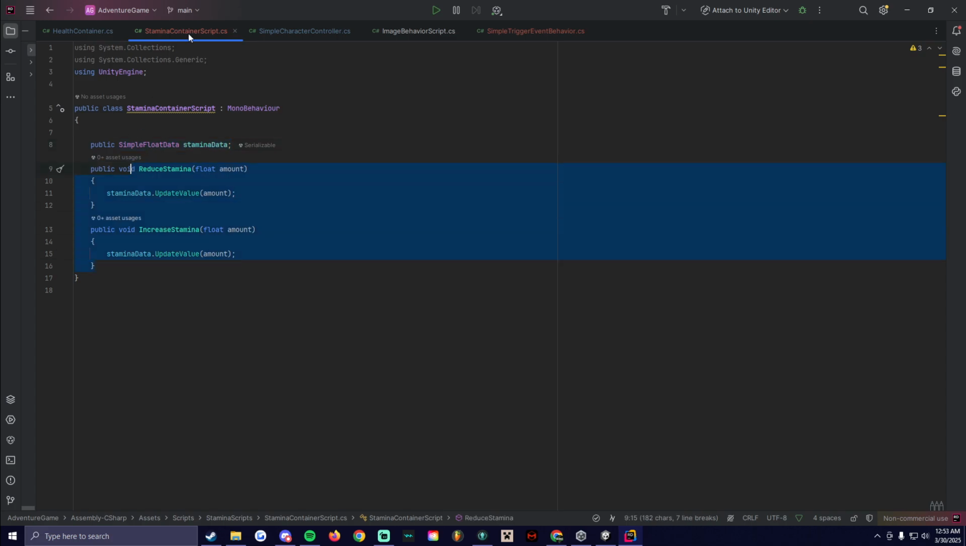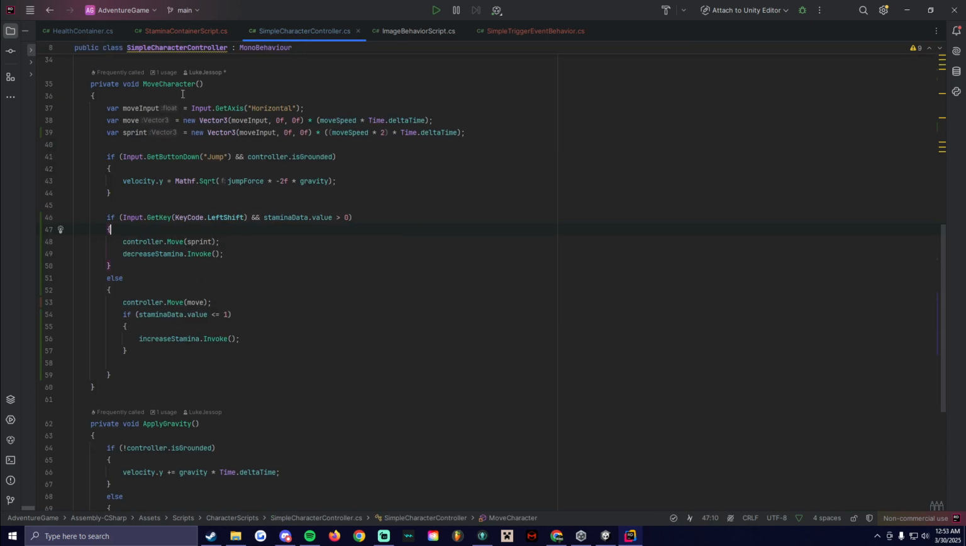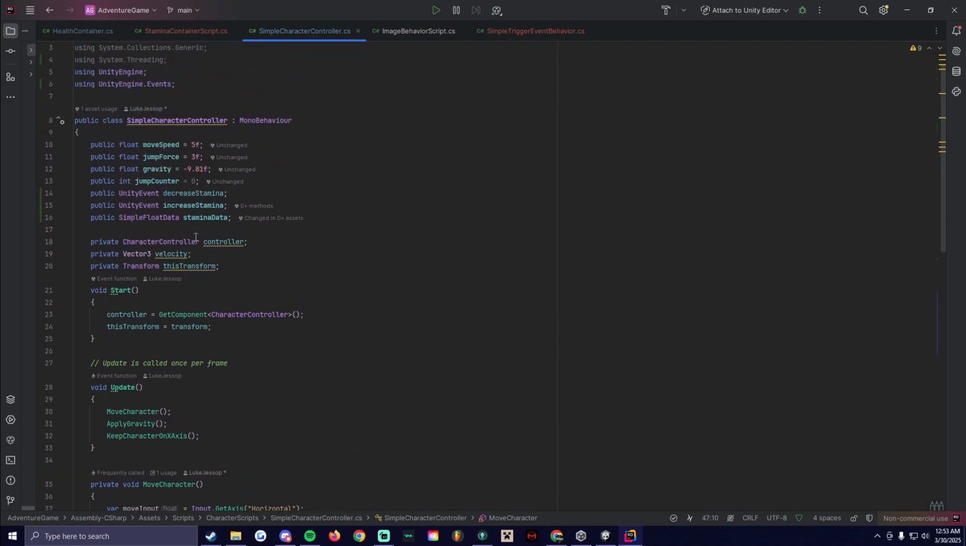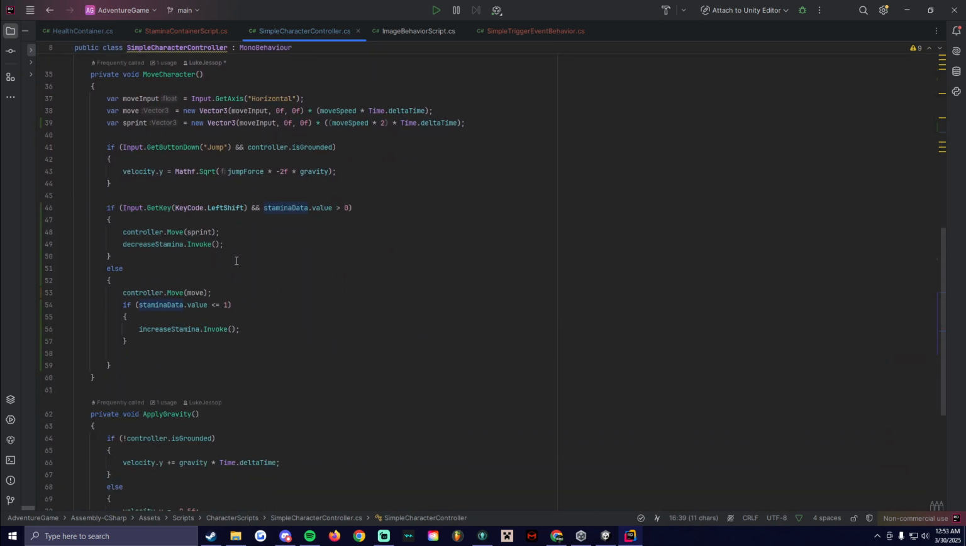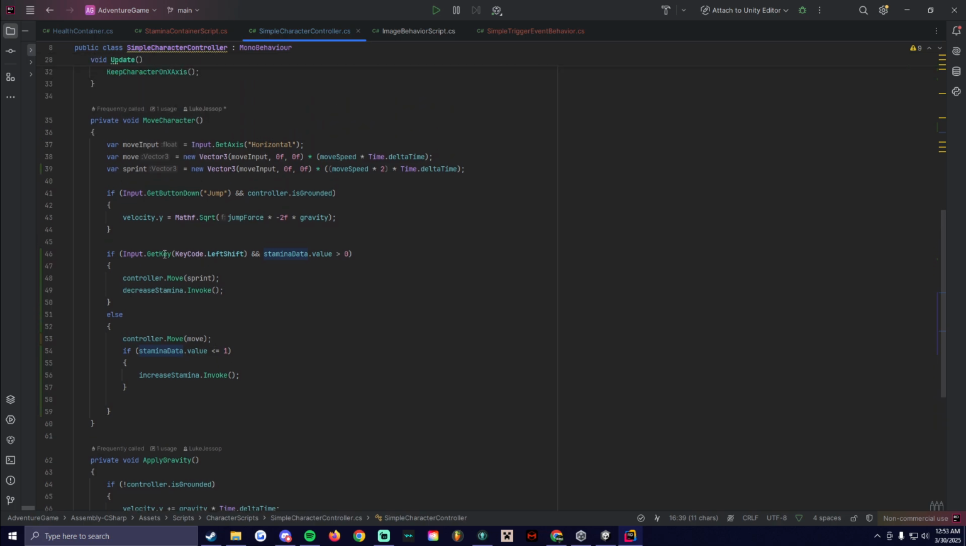So I'm using the container script, but then inside of my character controller, I ended up putting two Unity events and bringing in the stamina data. And then I took that information and put it down here where, if I'm holding shift, then it uses the sprint vector. If I'm not, then it uses just the regular move vector. And when it uses sprint, it also triggers the decrease stamina trigger event.